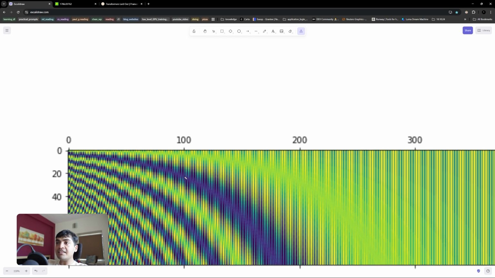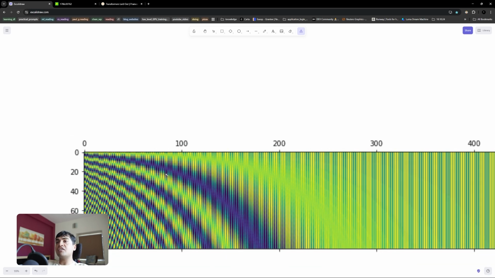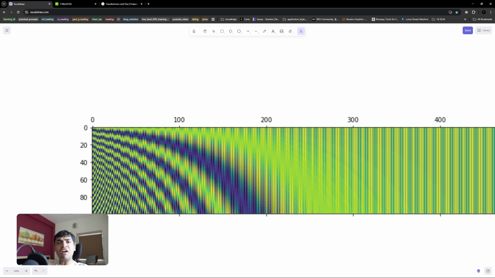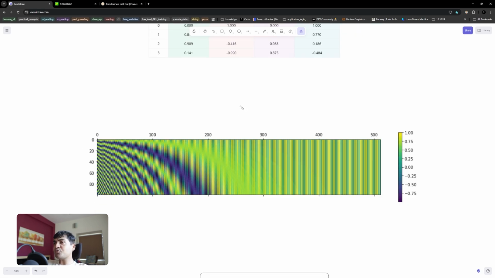You can see that these are alternating, right? It's yellow, then green, then yellow, then green. That is because we are alternating between sine and cos, and we are calculating these values up to 512 dimensions for, over here, around 100 words. Okay, so 100 positions. You can obviously expand this, and that is your context length. That is all you needed to understand about positional encoding, and we can move forward now.